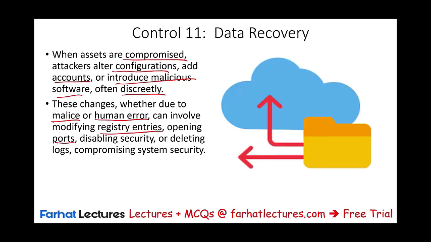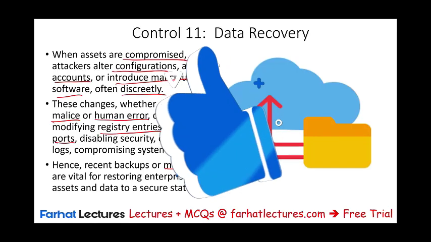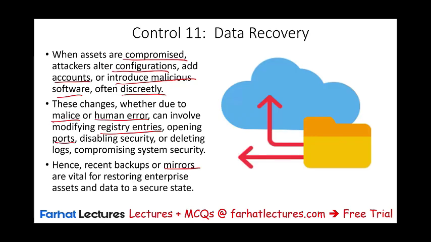So what do we have to do? Backup. Recent backups or mirrors are vital for restoring enterprise assets and data to a secured state. So if we have our data always up to date and something happened, we can go back to the previous day and start fresh. That's why backups or mirrors are important. Mirroring means you have the same information somewhere else, mirroring your database or all your information, because you can restore your data and keep on working with the secured data.